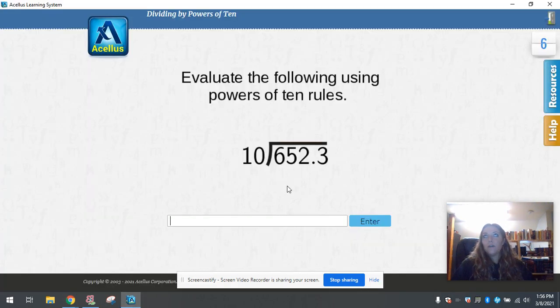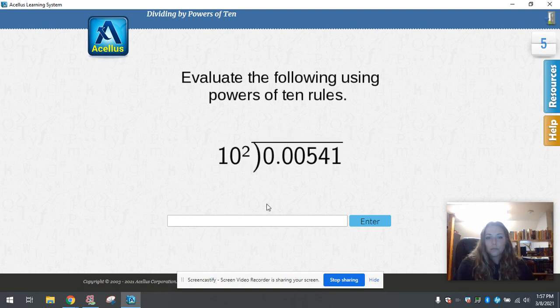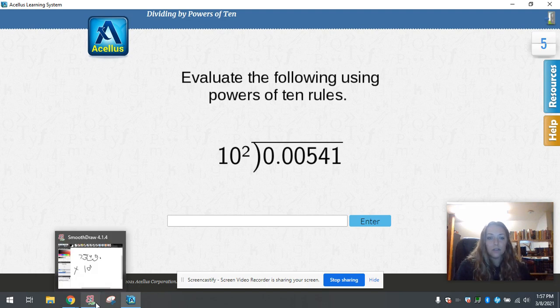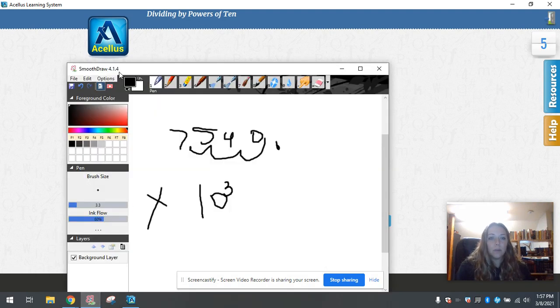Just remember that multiplication and division are opposites. So when we do the multiplication, we're going to move the decimal to the right. If we do the division, we're moving it to the left. So let's say I move my decimal to the left one time, my answer would be 65.23. Okay, I have 10 to the power of 2 now, so I'd move the decimal to the left twice. But if you're going to use a calculator, let's set up our problem to do that.